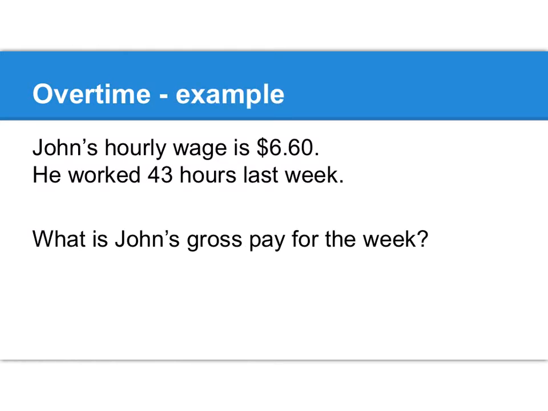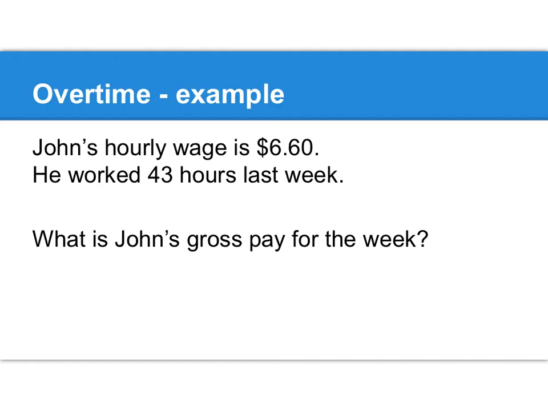John's hourly wage is $6.60. Yeah, I know, it's pretty low. It's lower than minimum wage now, but that's the example that I have here. And let's say that John worked 43 hours last week. Let's find John's gross pay for the week.